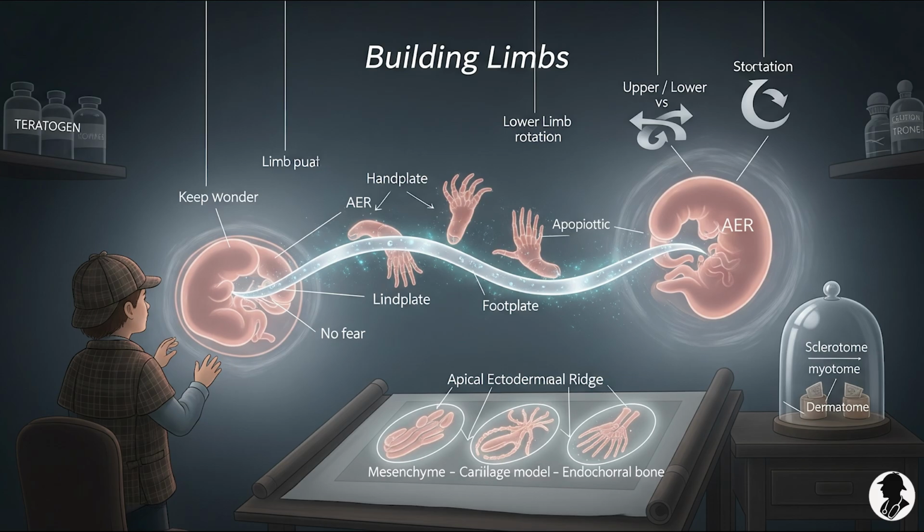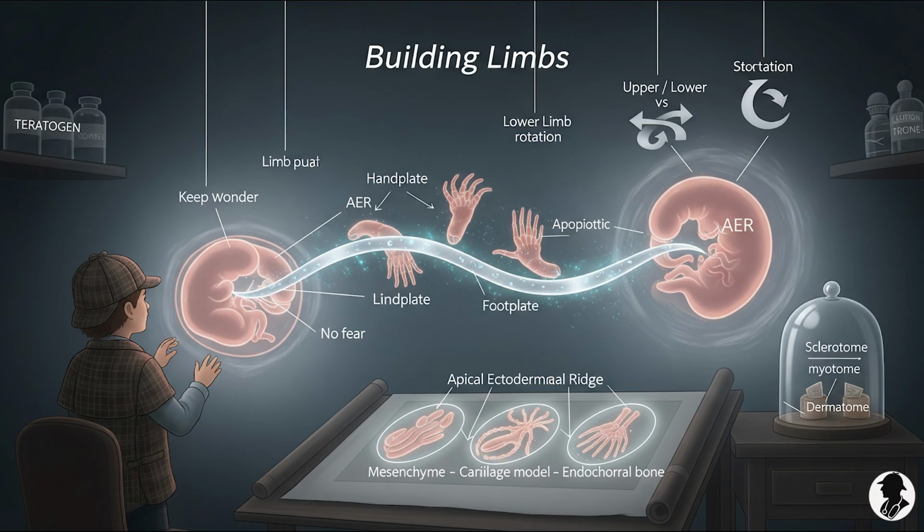But why apoptosis specifically? Couldn't the cells just stop dividing or move out of the way? What makes programmed cell death the most efficient mechanism here? That's an excellent question. Apoptosis is incredibly precise and, well, clean. Instead of just migrating or ceasing division, which might leave residual tissue or messy boundaries, programmed cell death ensures a neat removal of cells. It creates clear, distinct boundaries between the digits.